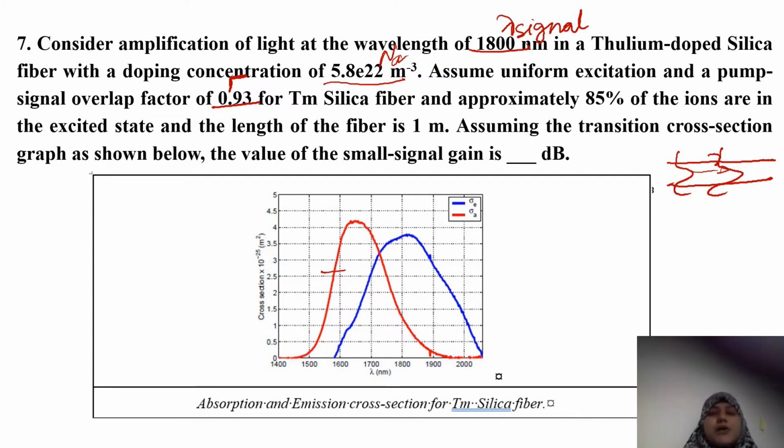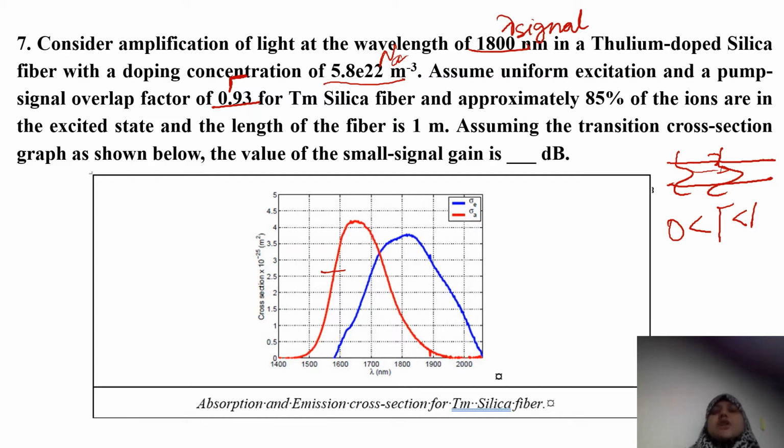So now what do we have over here? There should be maximum pump signal overlap, and this range is between 0 and 1. Okay, and over here what do we have? We have 0.93, the overlap factor. It's a 0.93 overlap. Now this is a thulium-doped silica fiber, this is the pump signal overlap, and approximately 85% of the ions are in the excited state.